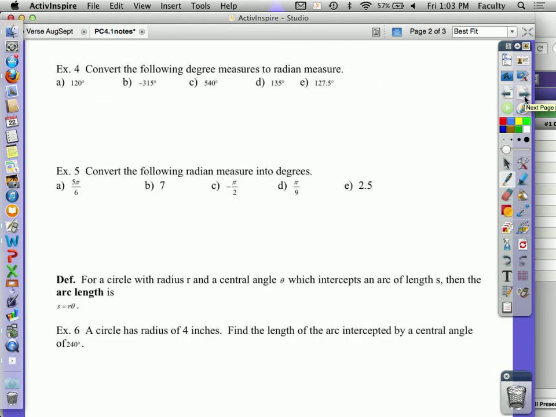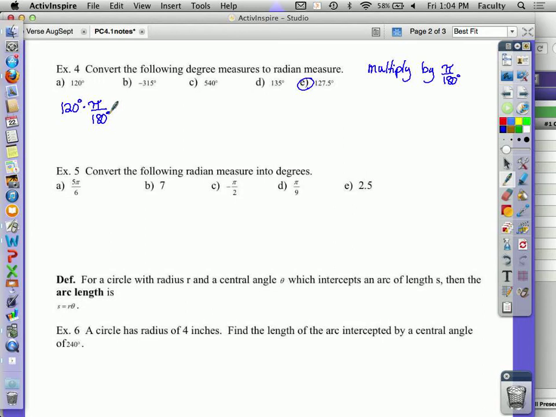All right, convert from degrees to radians. To convert from degrees to radians, you're going to multiply by pi over 180 degrees. On A, B, C, and D, do not use your calculator, okay? Only on E can you use your calculator. Let me show you how I expect you to do this. You're going to multiply by pi over 180 degrees.